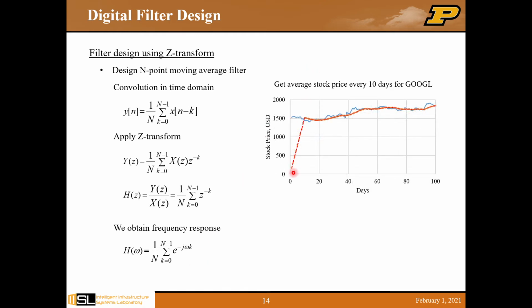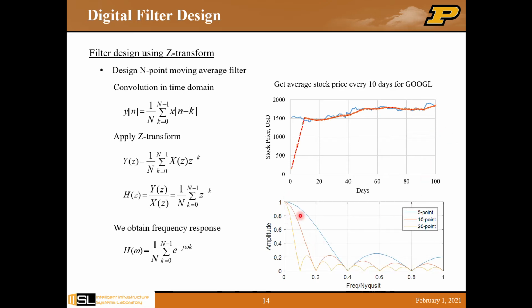I already calculated that. Here is the result for the 10-point moving average filter. In other words, it is a smoothed stock price curve. And if we add more points, I mean increase N, you get an even smoother line.